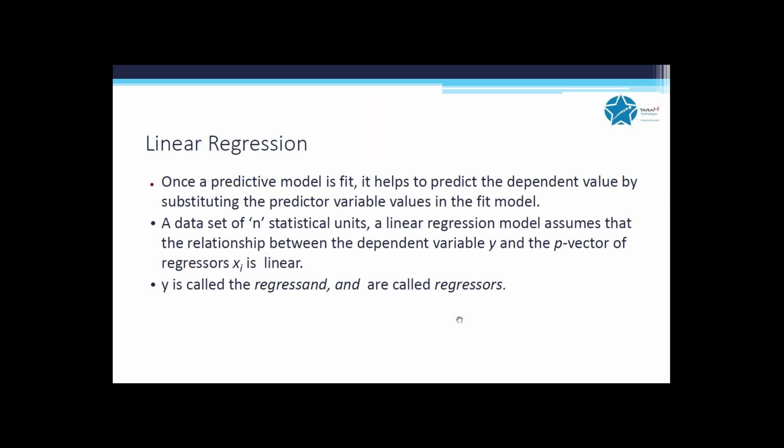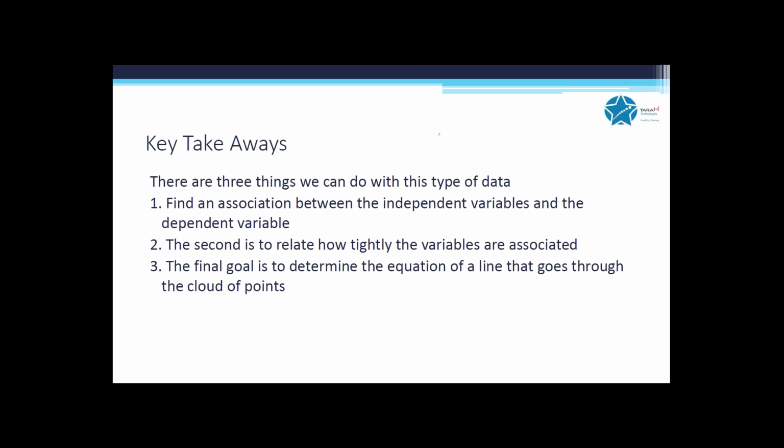So once a predictive model is fit, it helps to predict the future value for a future set of independent variables, which are known as features, or variables which help you in determining the set of independent variables that are going to govern your dependent variable. And terminology is simple. All the ones on the left hand side are called regressors and the y is called regression.